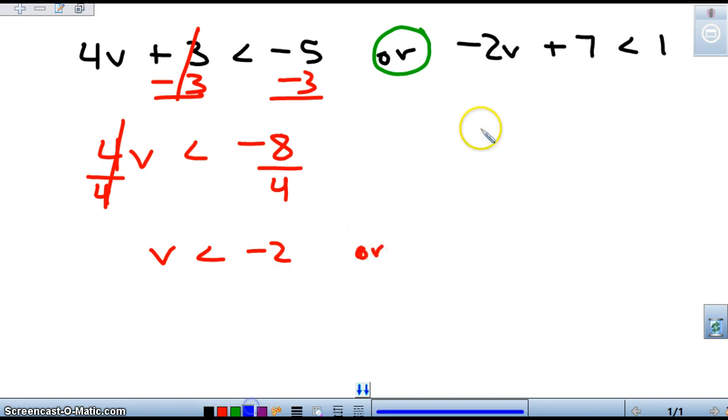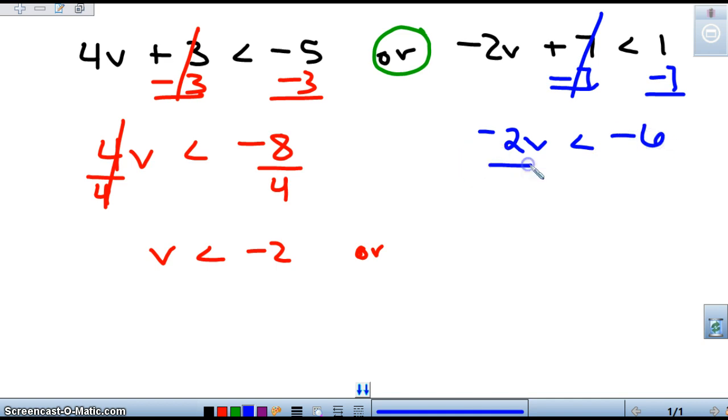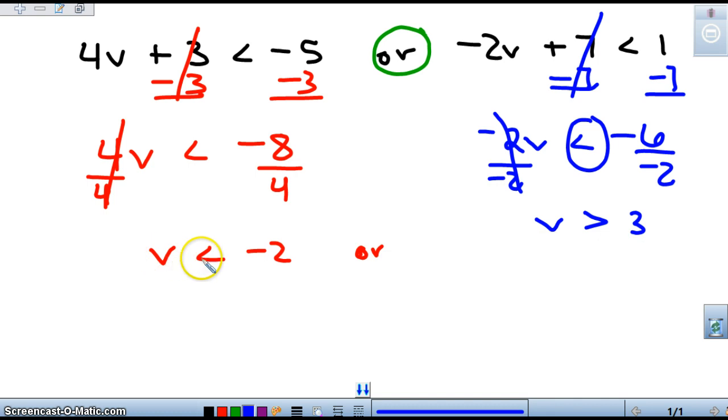Or we have to solve negative 2v plus 7 is less than 1. Minus 7, minus 7. Negative 2v is less than negative 6. We have to divide by negative 2. What happens to the inequality sign when we're dividing by a negative? Okay, so we flip the sign. v is greater than 3. So now we've got v is less than negative 2 or v is greater than 3.